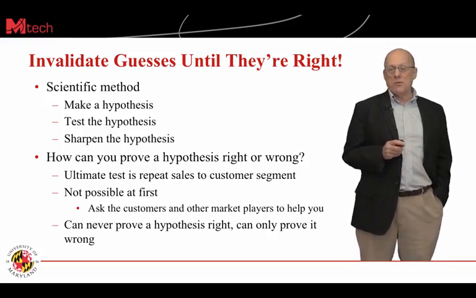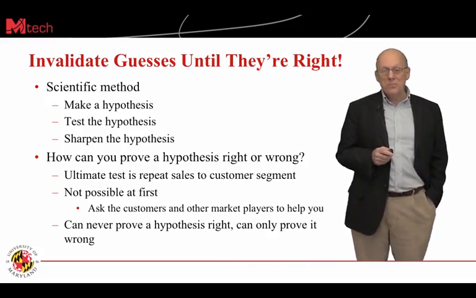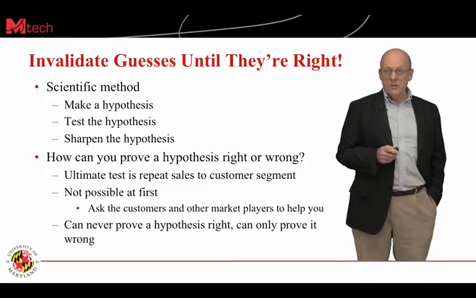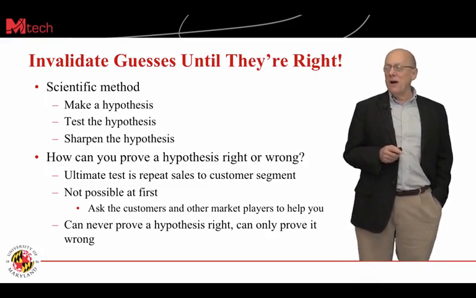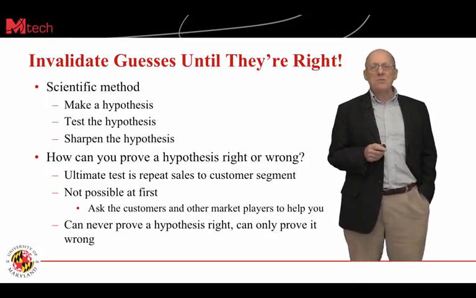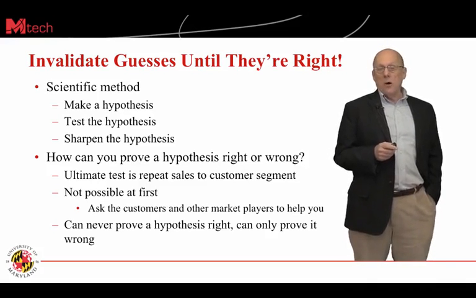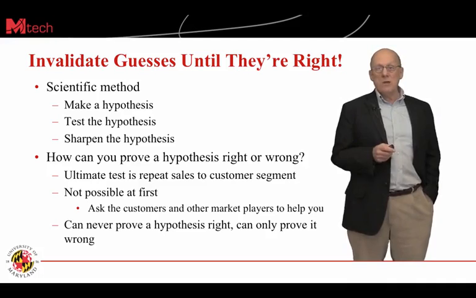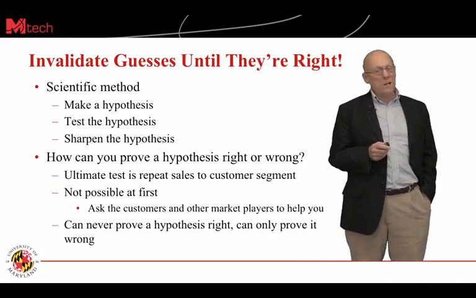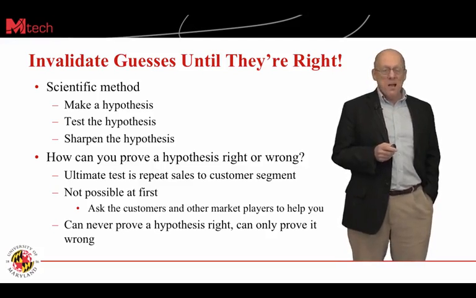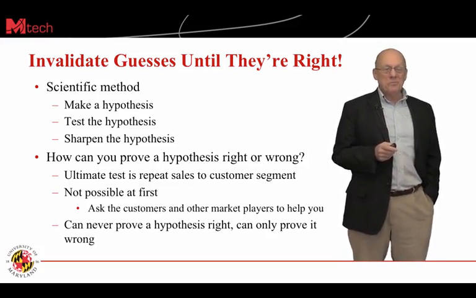It's the scientific method. You make a hypothesis, which is a fancy word for a guess. You test the hypothesis, and then you sharpen it. So how do you test a hypothesis in this area? How do you test a business model hypothesis? How do you prove it right or wrong? Well, the ultimate test is selling to a customer segment. If you get out a product and the customers take out their wallet and they pay for it, that's a pretty good proof that you got at least some of your hypotheses right.